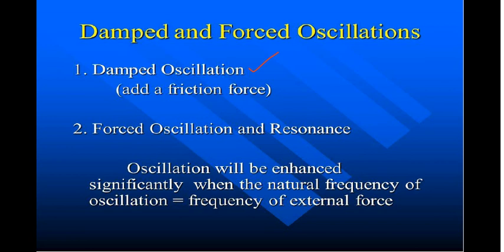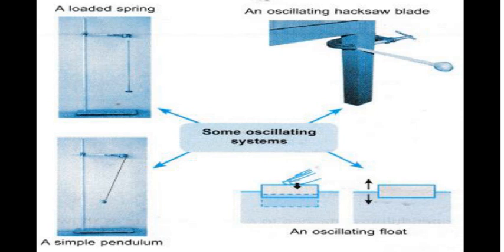So these are some of the oscillating systems. This is the simple pendulum first, then this is the oscillating hacksaw blade, just like when you play with a scale on the table, it will vibrate. And here is some wooden piece floating over the water, an oscillating float.